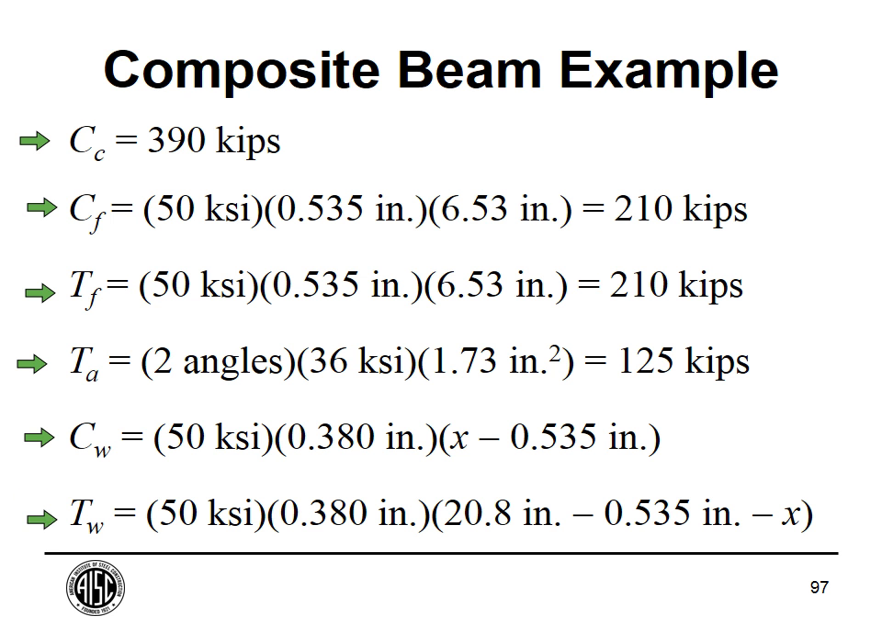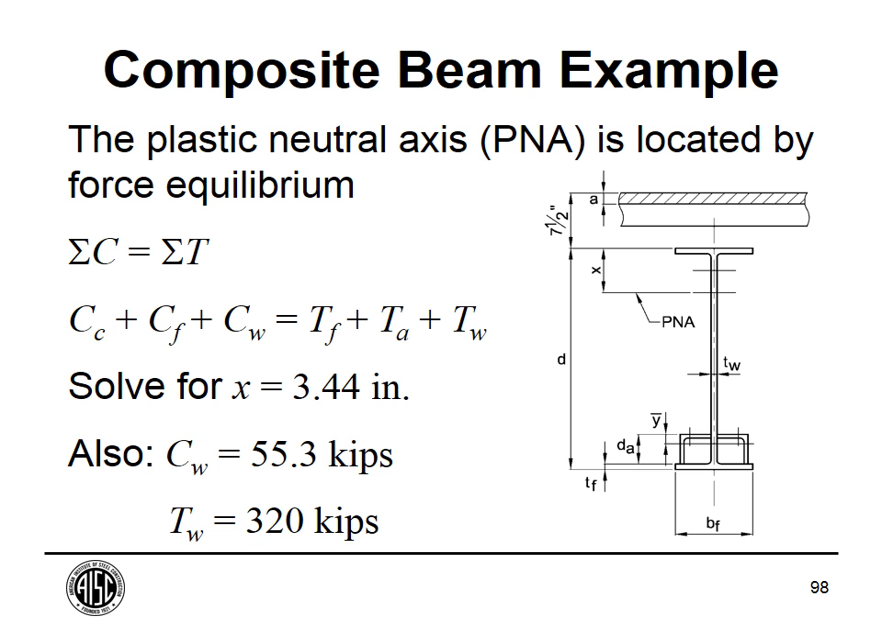C sub W and T sub W, that's the loads in the web above and below the neutral axis. For that, we need to solve for x. So here's how I did it, just from basic statics. I just took the compression loads. They must equal the tension loads. Solve for x equals 3.44 inches. Now we can plug that in to get C sub W and T sub W.